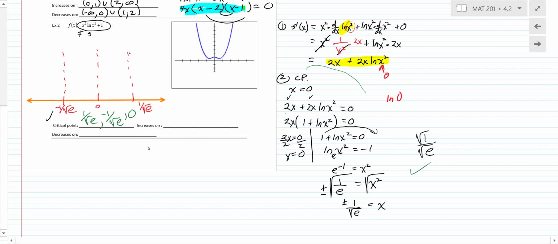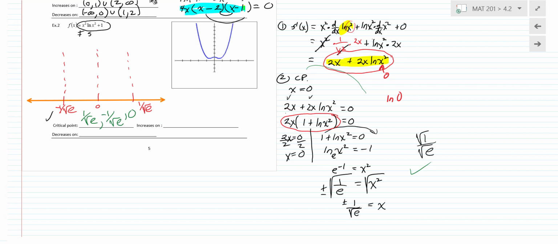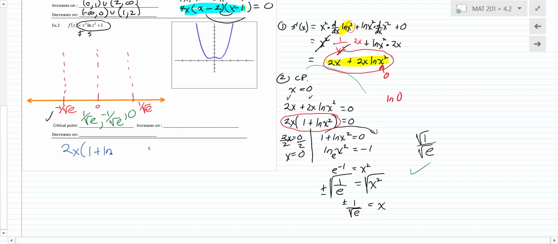Okay, so what we got to do now is go back to the derivative. You got to keep track of everything on these problems. So that's our derivative right there. We also have the factored form of the derivative right here, and that's what I'm going to use. As I analyze with test points, I'm going to use this 2x times 1 plus ln x squared. Now remember, you don't have to crunch out everything. You just got to tell if it's positive or negative.